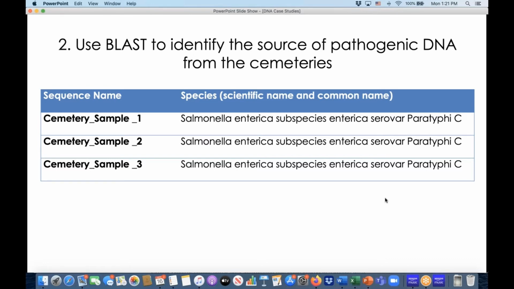And remember, Salmonella was one of the bacteria that we know have caused outbreaks in the past. So at this point, for the younger students, we might end it here and say, all right, what do you think caused it? Salmonella. Does that make sense? Yes, because we know Salmonella has caused outbreaks in the past.